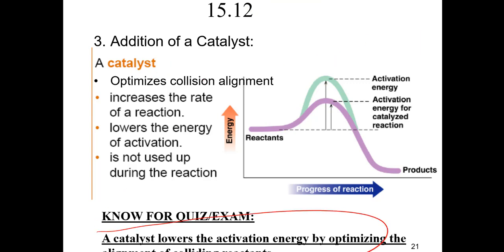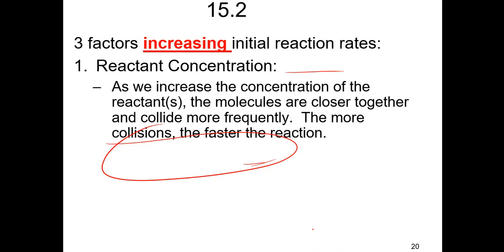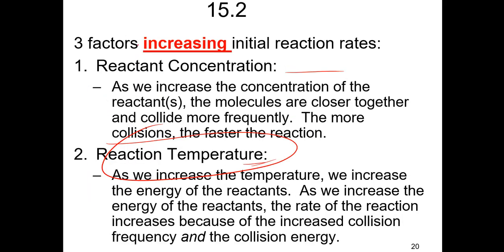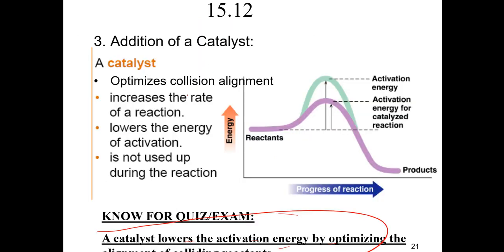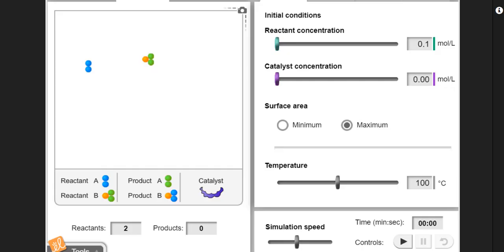So memorize this statement right here, because I could ask you a general concept question on it. A catalyst lowers the activation energy by optimizing the alignment of colliding reactants. So please have these three factors for increasing, and make sure you can distinguish increasing with affecting. Three factors that increase: concentration, temperature, and addition of a catalyst. So let's go ahead and see the three factors that affect initial reaction rates and the three factors that increase the reaction rate in an actual simulation.